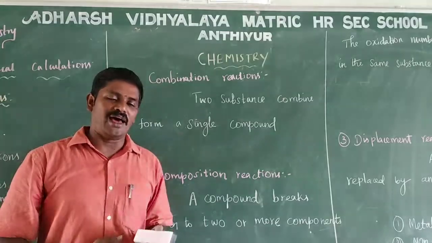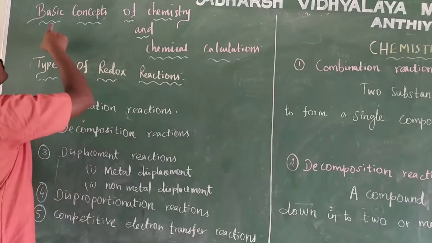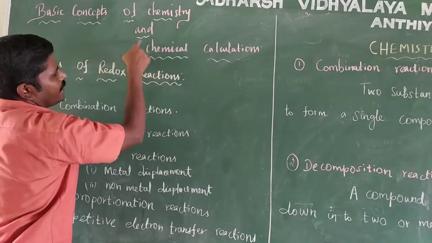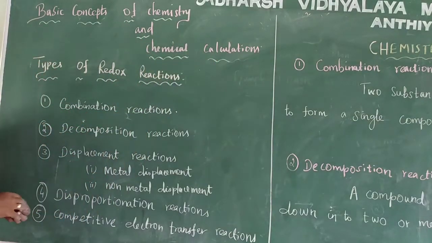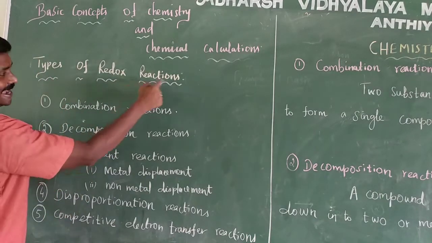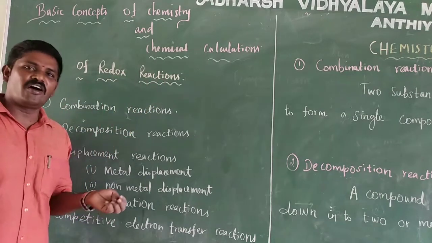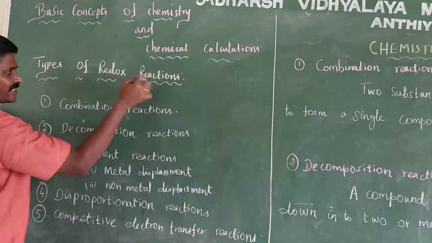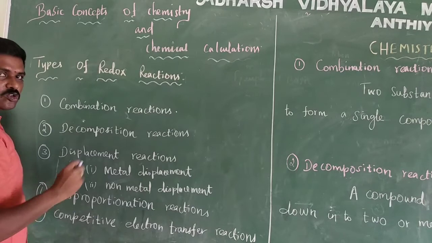Okay students, Unit 1, Basic Concepts of Chemistry and Chemical Calculations. Today we will discuss types of redox reactions. The redox reactions are classified into 5 types.